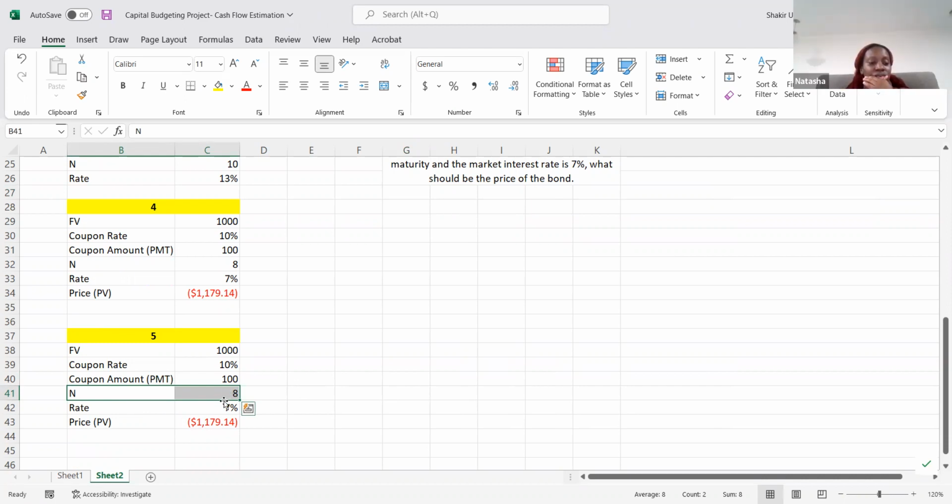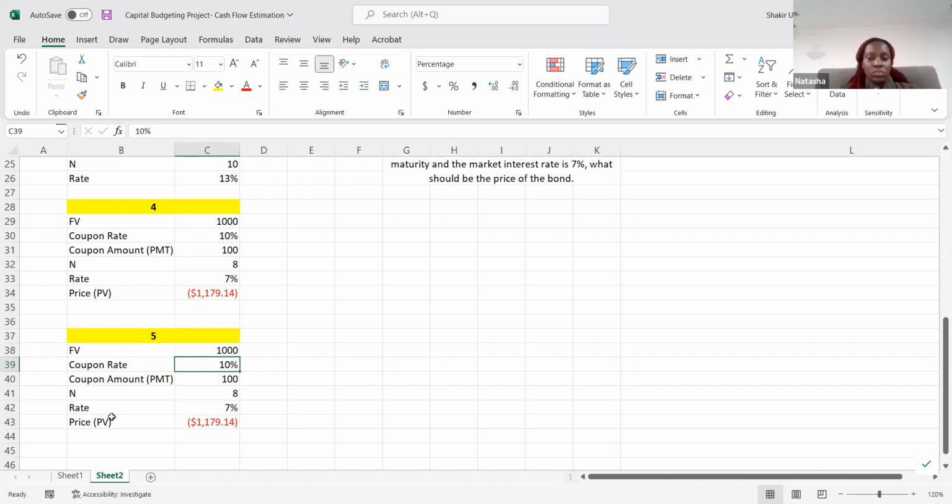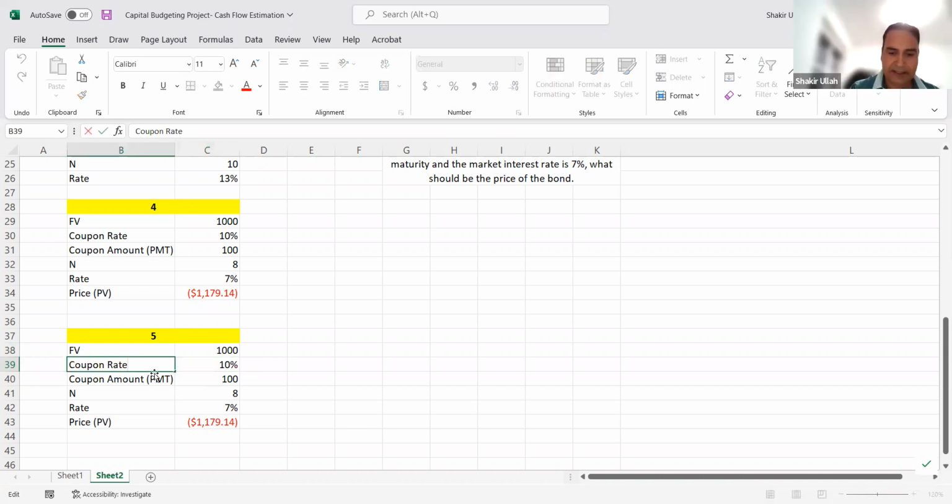Okay, so let's break it down. Now, future value is the same, 1,000. Coupon rate is 10%, but that 10% is per year, right? Okay. Let me write that down. This is annual, but it needs to be 5%. What would be the coupon amount? Coupon amount would be 1,000 multiplied by the coupon rate, but divided by 2.